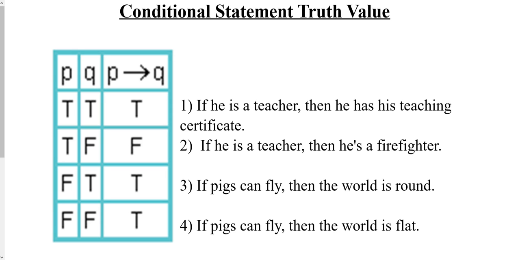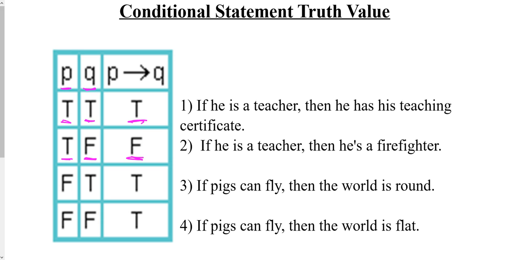So the first one says that if I make the hypothesis, remember P is the hypothesis and Q is the conclusion. If both the hypothesis and the conclusion are true, then I know the truth value of this statement is true. So if he is a teacher, then he has a teaching certificate. If both parts are true, I know that the overall statement is true. If I make the hypothesis true and the conclusion false, so this is a lot like number 2 on the last screen, then I know that it has a false truth value, because that is our counterexample. So if he is a teacher, then he's a firefighter. So Mr. Starks is a teacher, he's not a firefighter, so that makes that statement a false statement.